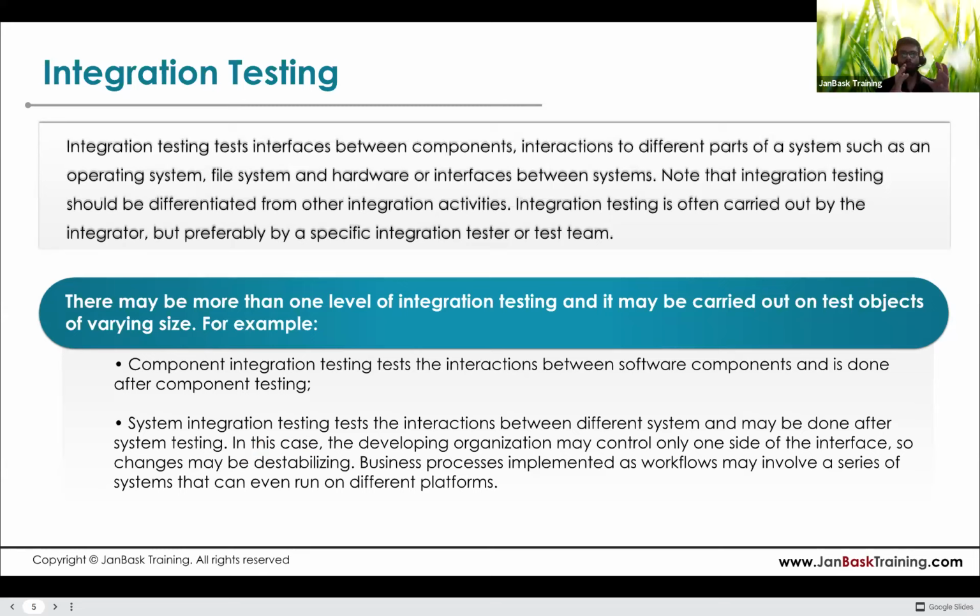So the first system has different components which we are integrating, so that is a whole system, and we are taking some other system from outside and integrating that, and then we are testing the whole integration. That is called system integration testing.